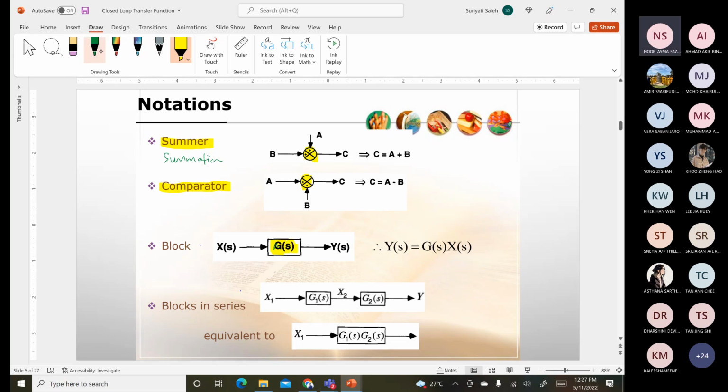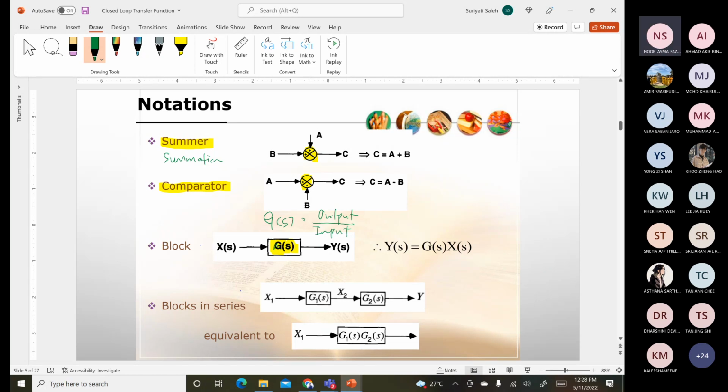G is your transfer function. If we take a look at the definition of a transfer function, G(s) equals output over input. So this is the definition of the transfer function. When you develop the transfer function from the mathematical model, you will identify which variable is the output and which variable will become your input. So the transfer function will be developed based on the output variable over the input variable.